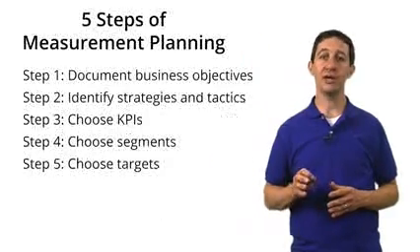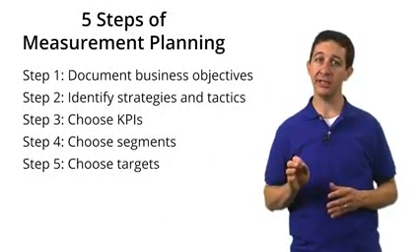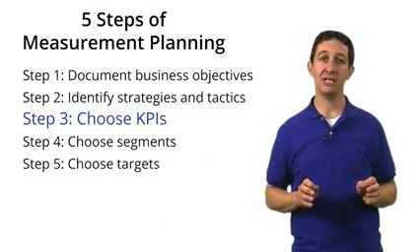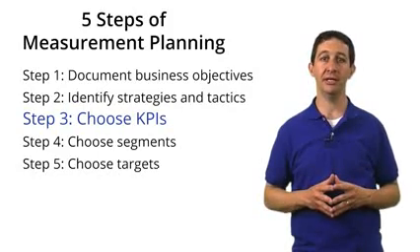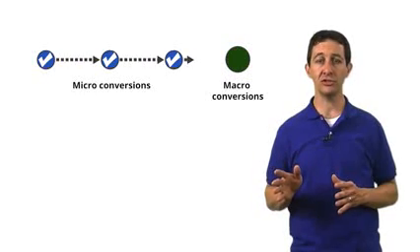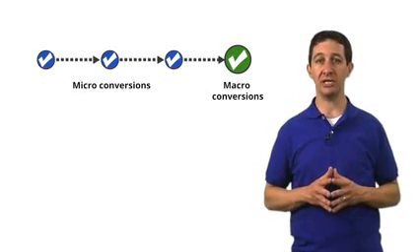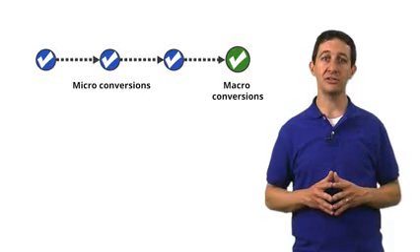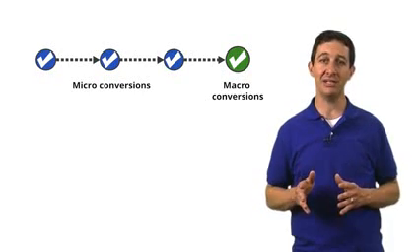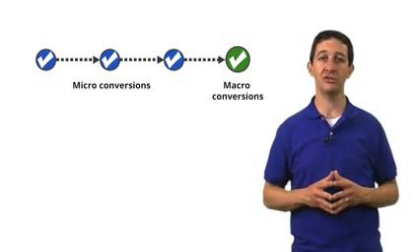Setting up goals in Google Analytics is one of the most important parts of implementation. Goals are the way that we map the data in Google Analytics to the key performance indicators that you defined in your measurement plan. Anytime you think of conversions, you should think about macro conversions and micro conversions. Macro conversions are your primary business objectives. Micro conversions are the relationship building activities that lead up to a macro conversion.